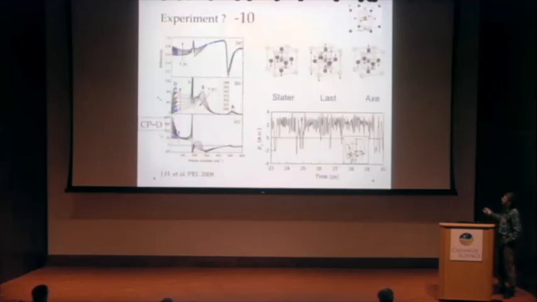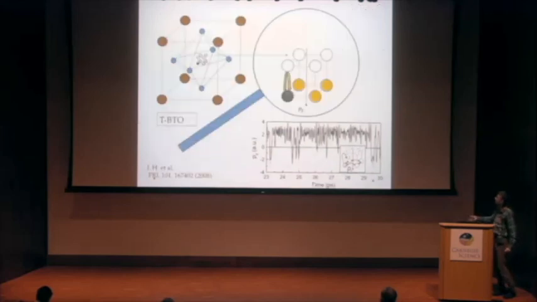Ten years ago, it was possible to see some signature of the central peak in barium titanate, in the tetragonal phase. So in addition to the Slater mode, I mean the phonon frequency of the soft mode, there is a new excitation which corresponds to jumping between different sites. I illustrated this here in more detail.